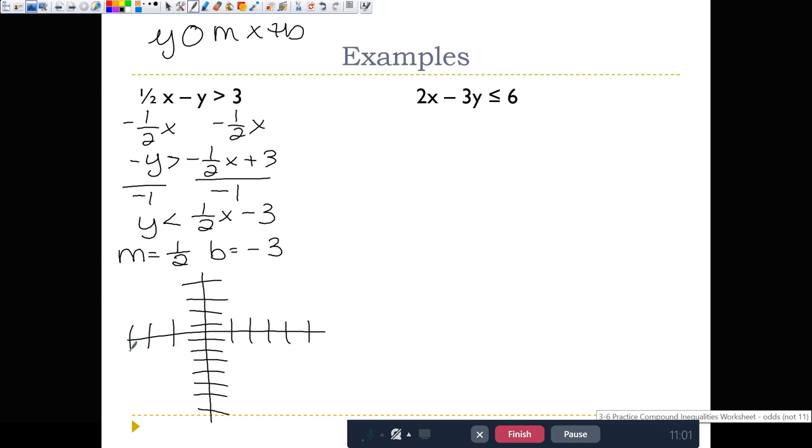So I'm going to start at -3. I'm going to go up 1 and 2 to the right. Up 1, 2 to the right. All right, is this going to be a solid or dashed line? Dashed, because it's not equal to. And is it going to be shaded above or below? Below, because it's less than.